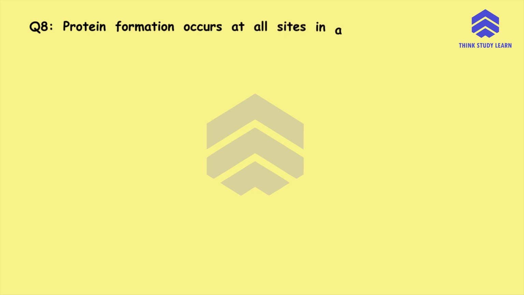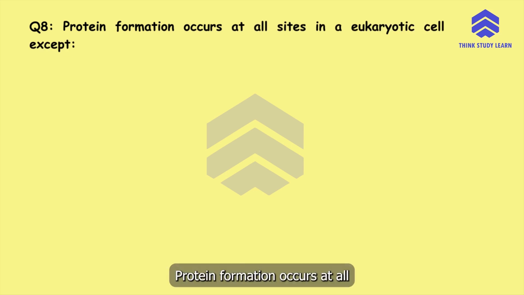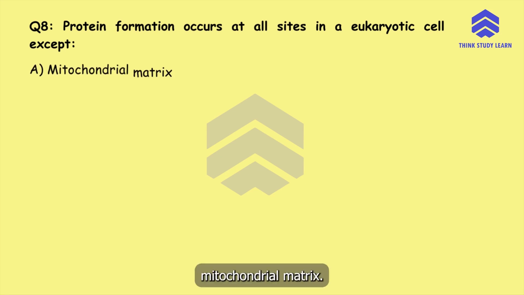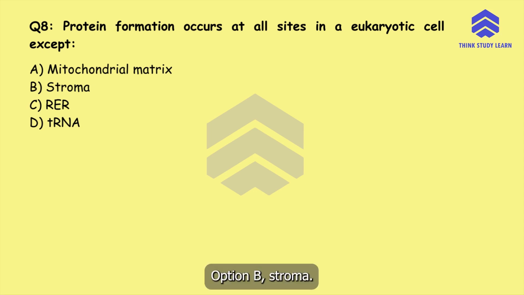Question number 8. Protein formation occurs at all sites in a eukaryotic cell except option A, mitochondrial matrix, option B, stroma, option C, rough endoplasmic reticulum, or option D, transfer RNA.